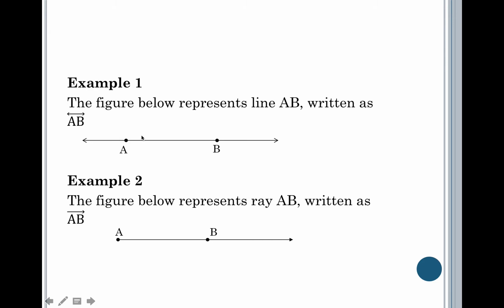So here's a couple of examples. The figure below represents line AB, written as AB with a line on the top with two arrows on either side. So for AB, A goes first because it's on the left-hand side, then it's B. For example 2, the figure below represents ray AB, written as AB. So A has a dot, B is next with the arrow at the end. Pause if you need to.